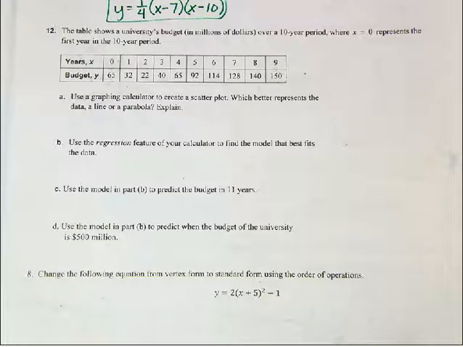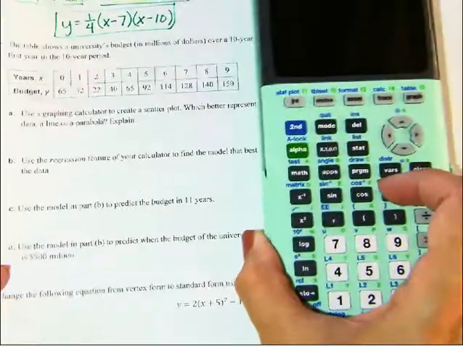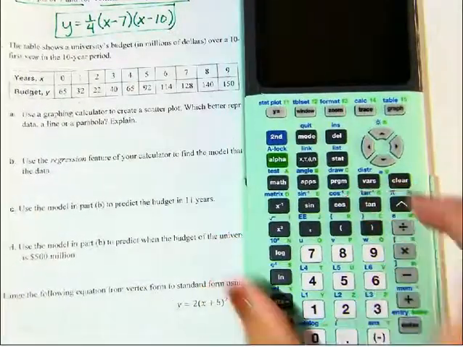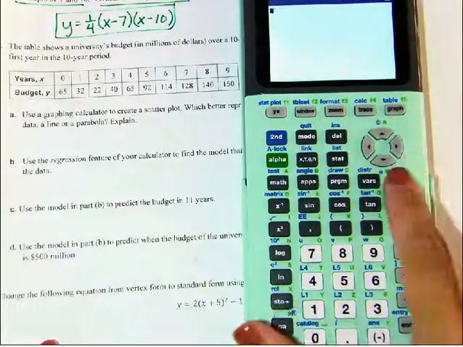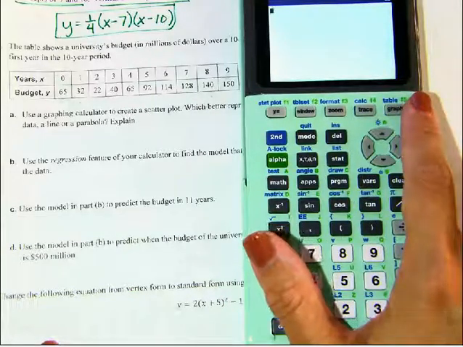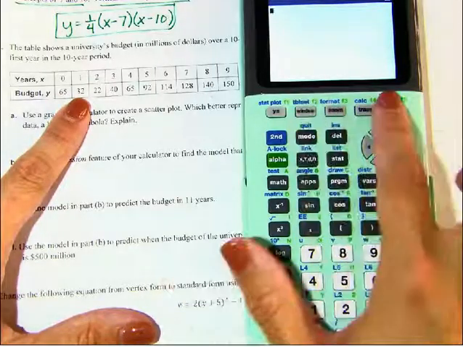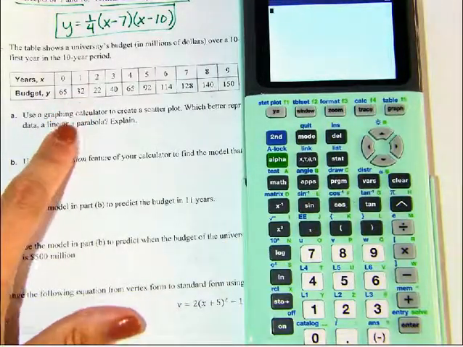So we want to use the graphing calculator to create a scatter plot, so that way we can see how the data is represented. And so pay attention. I want you to be able to use this calculator and use it well. All of these buttons along the top are for the graph, and so we're going to end up having to use these to be able to create that scatter plot.